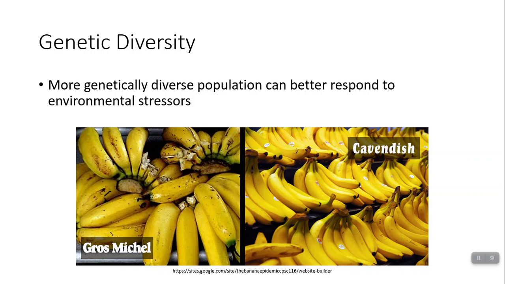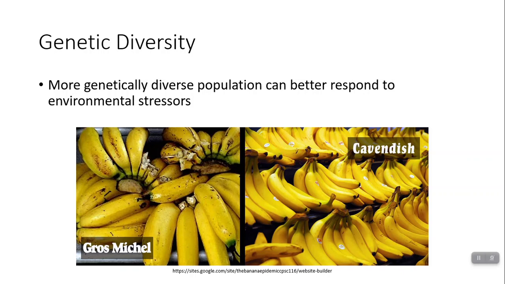So there was an infectious fungus that was able to easily infect one Gros Michel banana plant. And since they were all genetically identical, none of them had some sort of genetic difference that gave them an advantage and ability to defeat that fungus. So very large amounts of the Gros Michel population died. Because of that, farmers and agriculturalists had to pick a different variety of banana to start growing and selling.